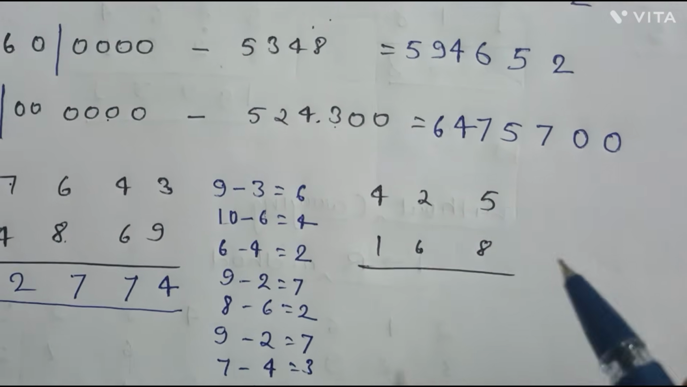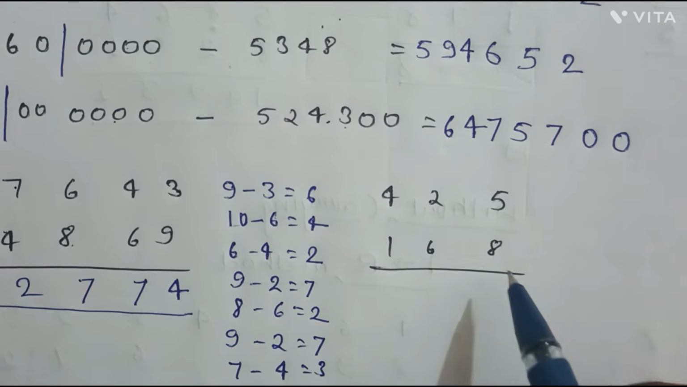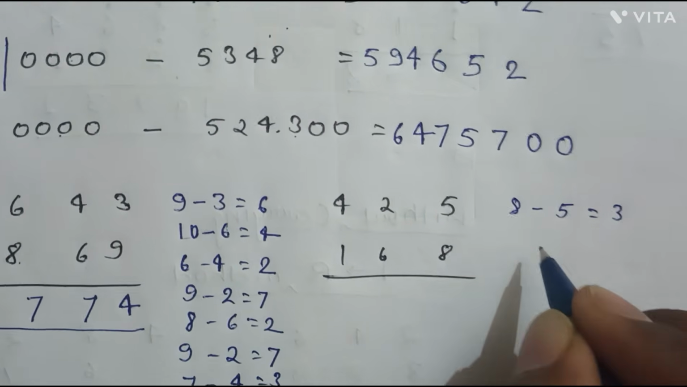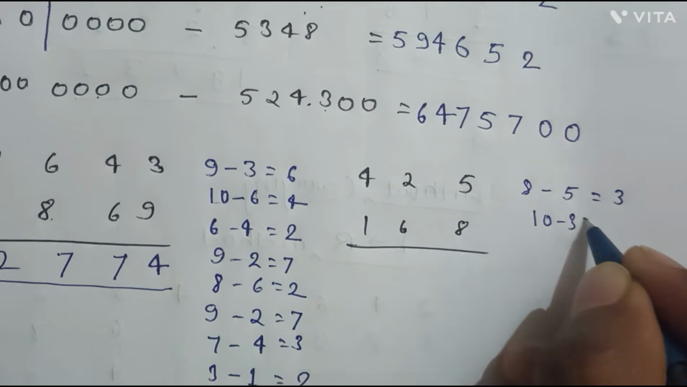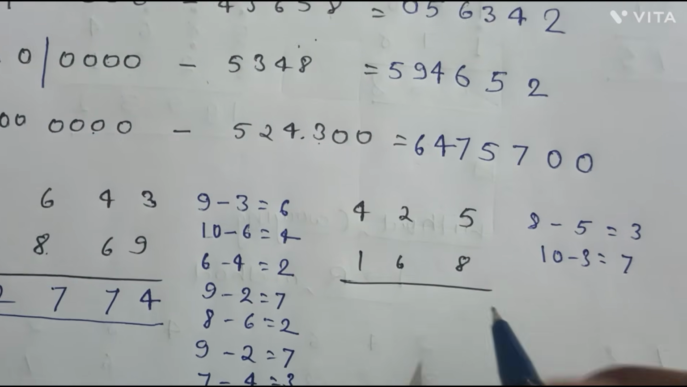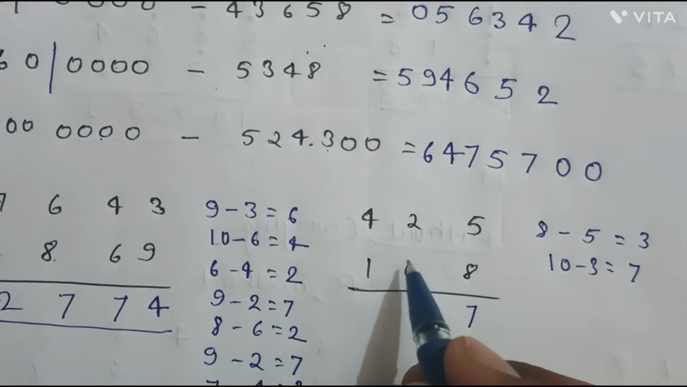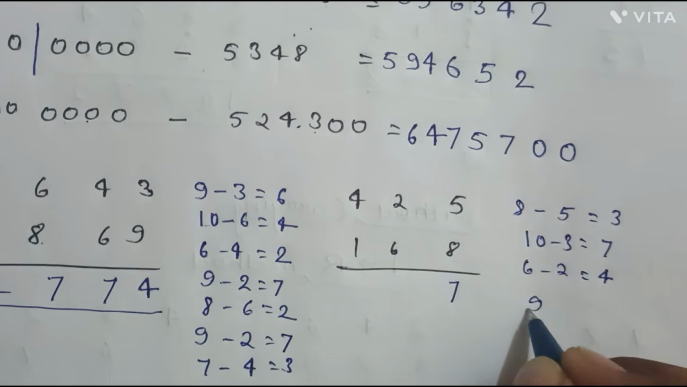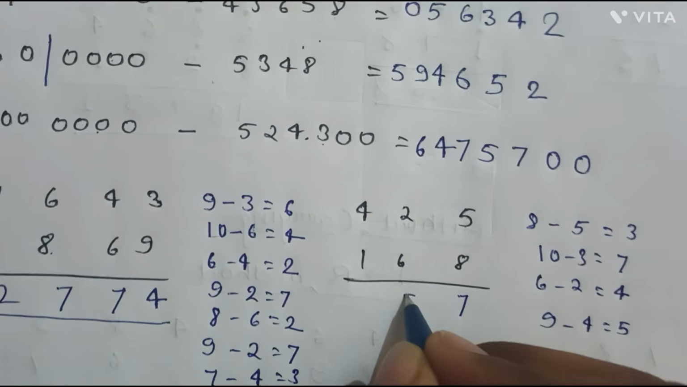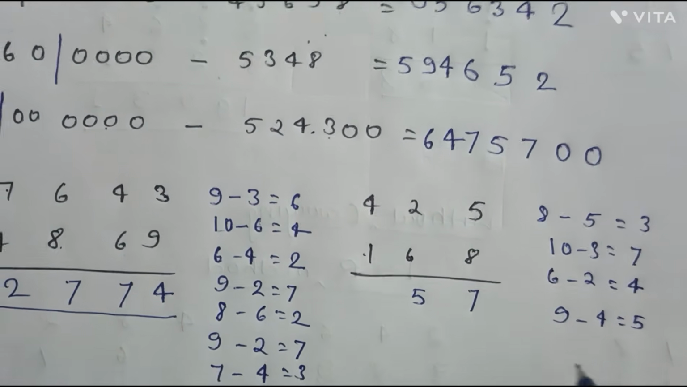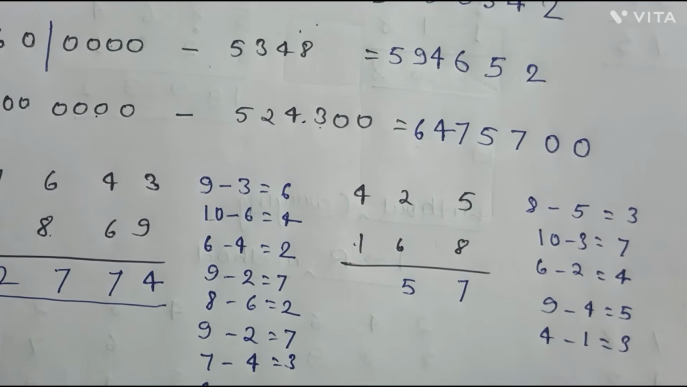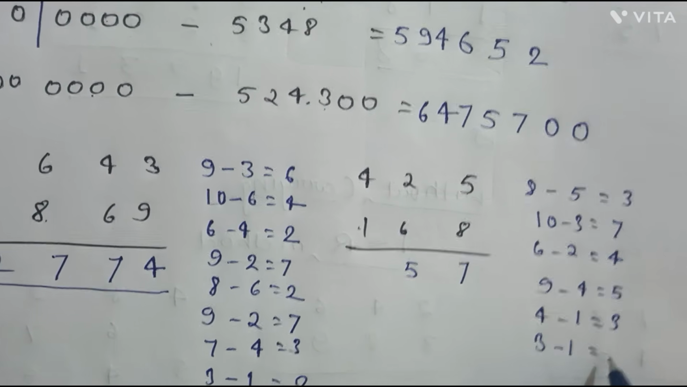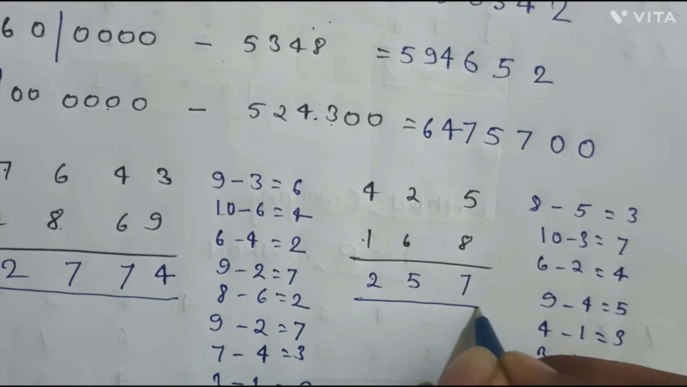Now let us solve the last question. Again we can see here 5 is less than 8, so we write 8 minus 5, that gives us 3. Last from 10, so 10 minus 3 gives us 7. We write 7 here. Again 6 is greater than 2, so we write 6 minus 2, which gives us 4, and now 9 minus 4 gives us 5. We write 5 here. Again, 4 minus 1 will give us 3, and we have to subtract 1 from the last. So 3 minus 1 gives us 2. We write 2 here. So this will be our answer.